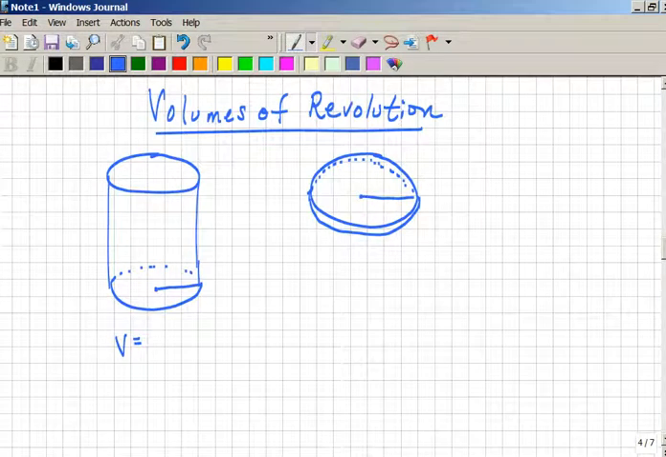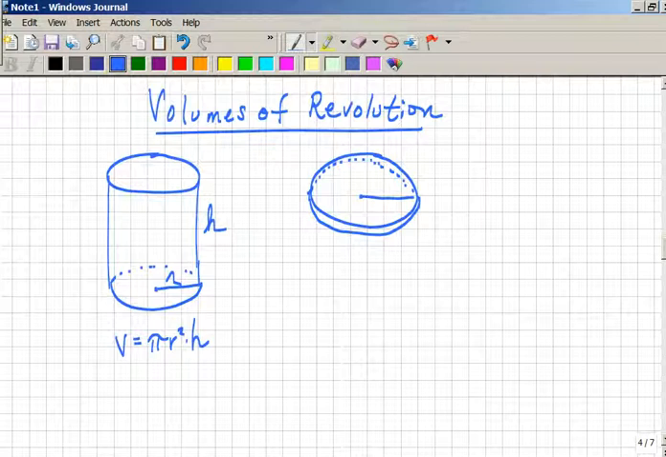Alright, we're ready to start volumes of revolution. Now the basis behind volumes of revolution is using cylinders to find the volumes of different shapes. So let's go back to cylinders for just a second, back to geometry. You should recall that the volume of a cylinder is pi r squared times h. Well, r is the radius of the base and h is the height of the cylinder.